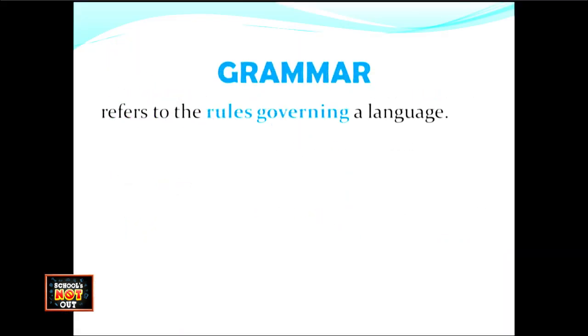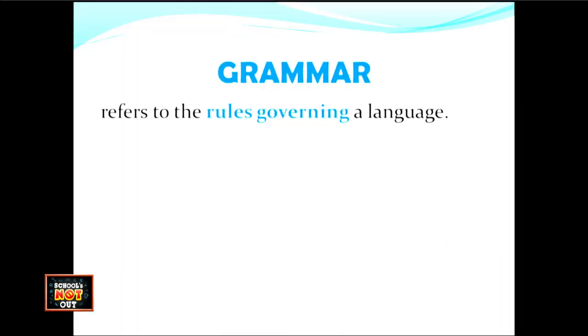We're coming to our fourth element, grammar. And we know that when we speak about grammar, we are talking about the rules that govern a language. So what are these rules that govern the Creole?